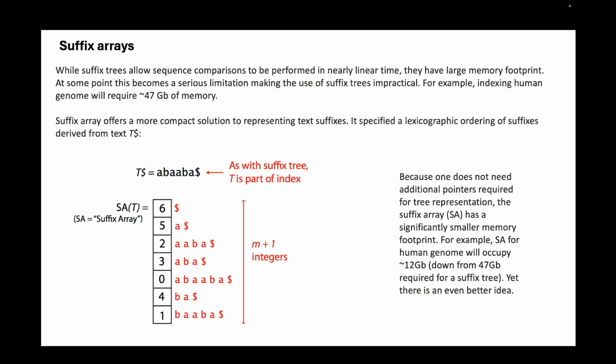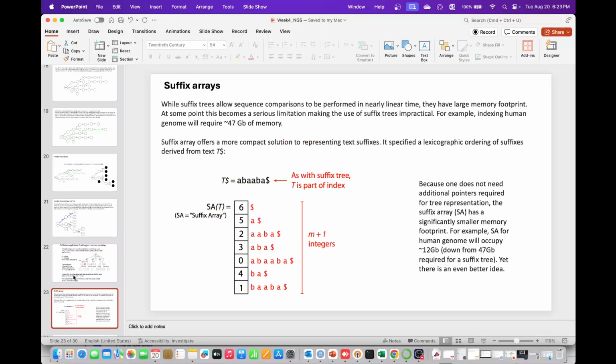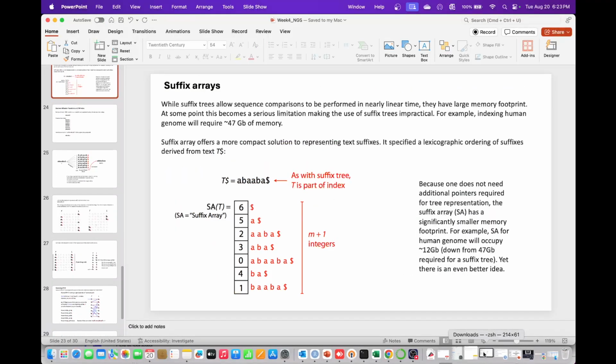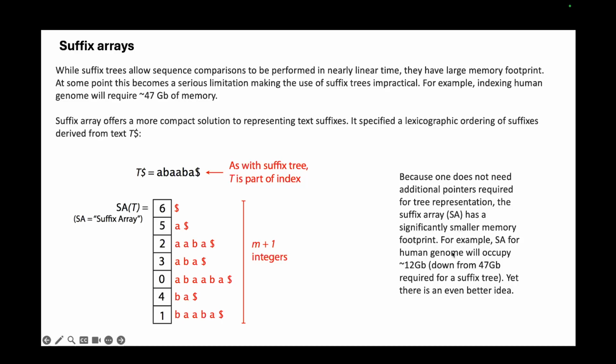Okay. Next comes the concept of suffix arrays. We have seen suffix trees. Now we want to see suffix arrays. While suffix trees allow sequence comparisons to be performed in nearly linear time, the issue there is that they have a large memory footprint. At some point, this becomes a serious limitation, making the use of suffix trees practically impossible. For example, indexing the human genome using suffix trees will require about 46 or 47 GB of memory. So it's a very big amount of space for indexing a single genome.